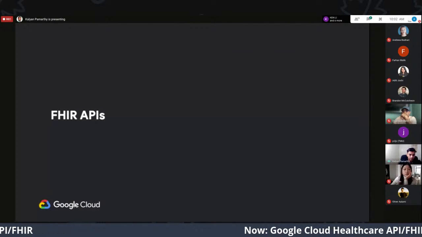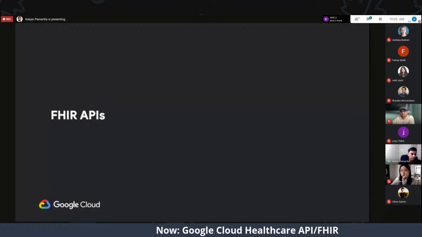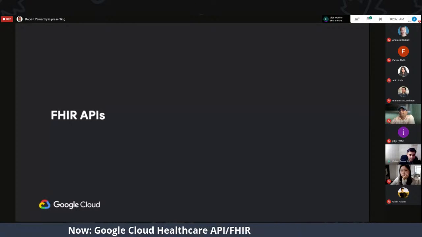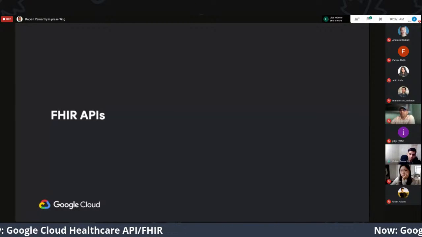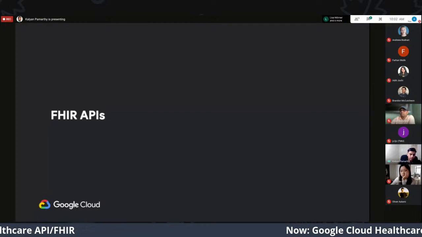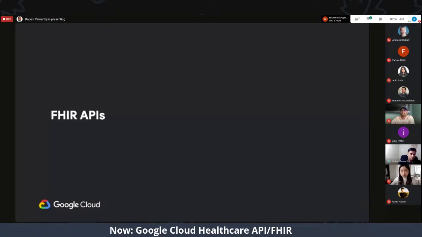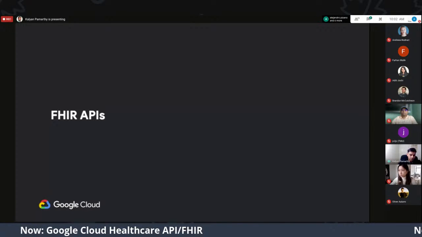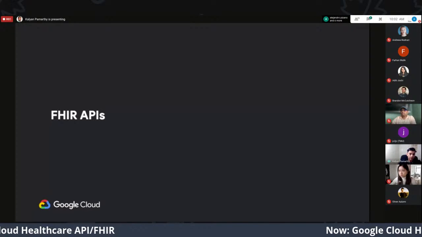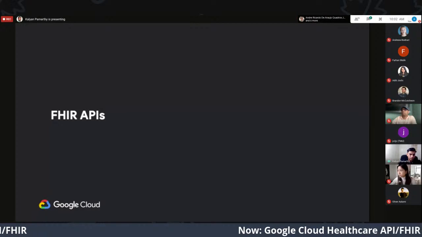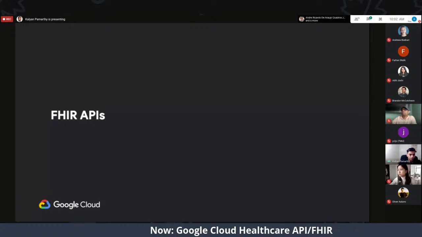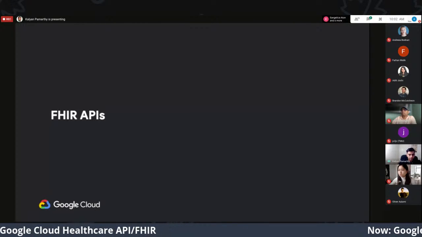So we support HL7, FHIR, and DICOM as data standards in the HealthKit API, and we've got a few others coming over the next few months. But we believe that, and we're seeing this in a lot of our conversations with developers, that FHIR is slowly becoming the standard for healthcare app development, right?